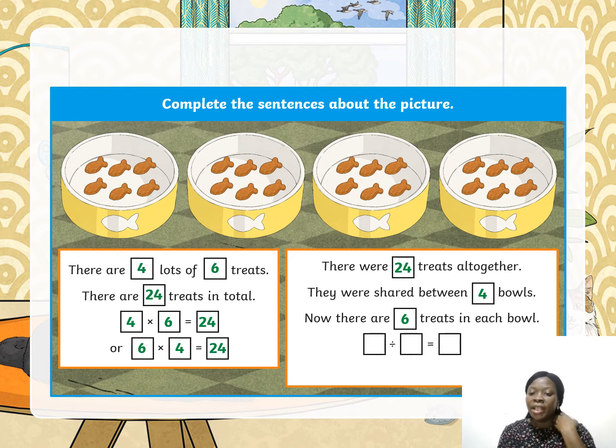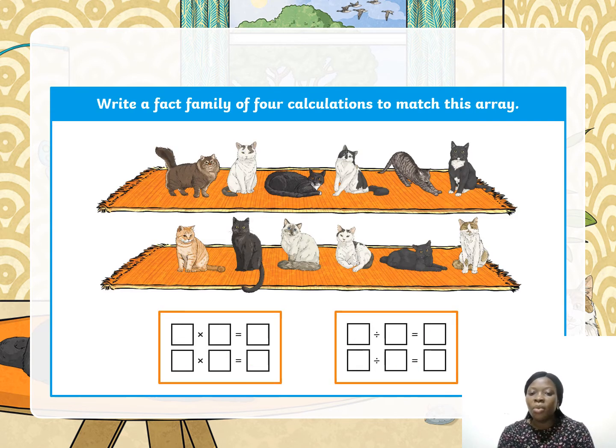So what will be our division sentence? Our division sentence would be 24 divided by 4 is equals to 6, or 24 divided by 6 is equals to 4. Remember, multiplication is commutative. It doesn't matter the order of the numbers. As long as it's the same numbers, you will get the same results. I hope this is clear, knowing how to multiply and divide by 6 using grouping. Let's see one more example. This is your turn to have a go.